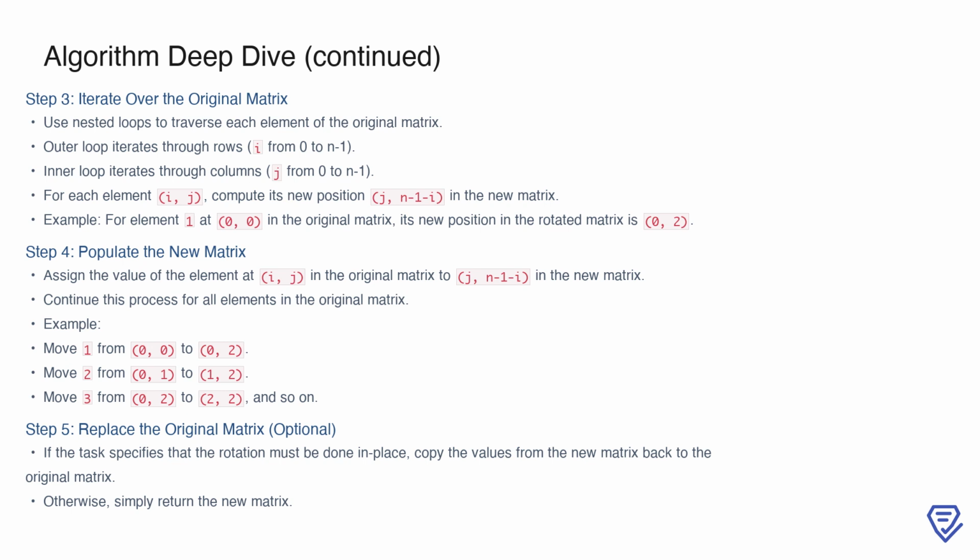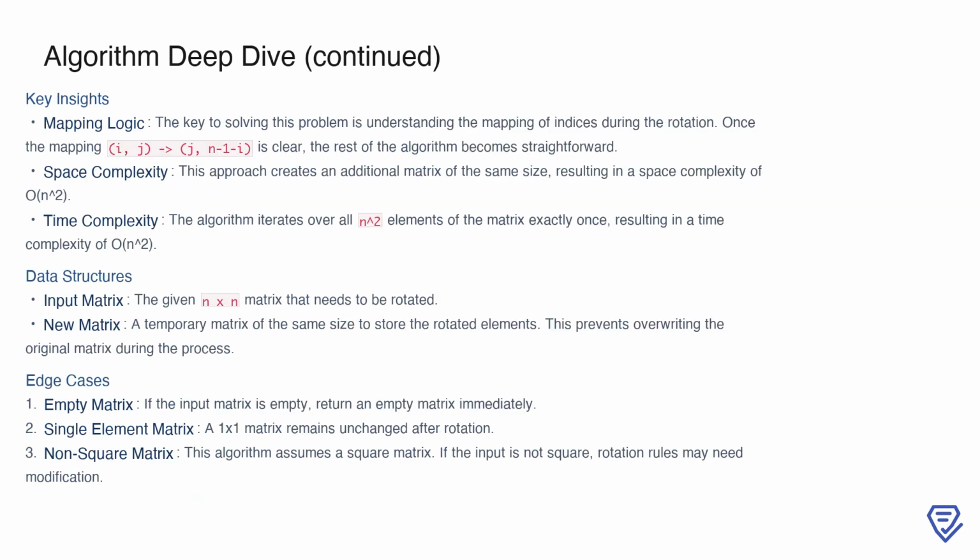For example, the value 1 from position (0, 0) moves to (0, 2), the value 2 from (0, 1) moves to (1, 2), and 3 from (0, 2) moves to (2, 2). This process is repeated for all elements until the new matrix is fully populated. If required, this new matrix can then be copied back into the original matrix for an in-place transformation. The mapping logic, where (i, j) is transformed into (j, n-1-i), is the foundation of this algorithm. Once this is clear, the rest of the steps follow naturally.